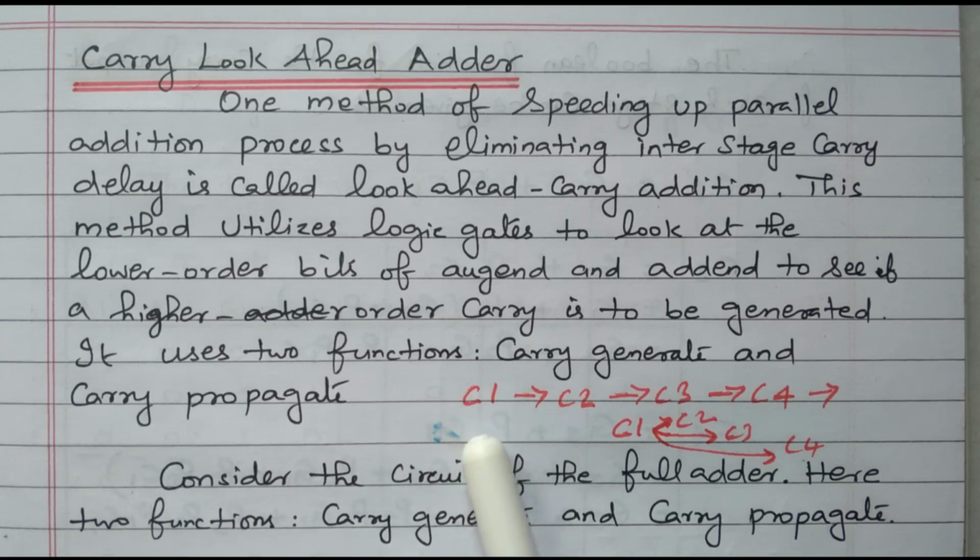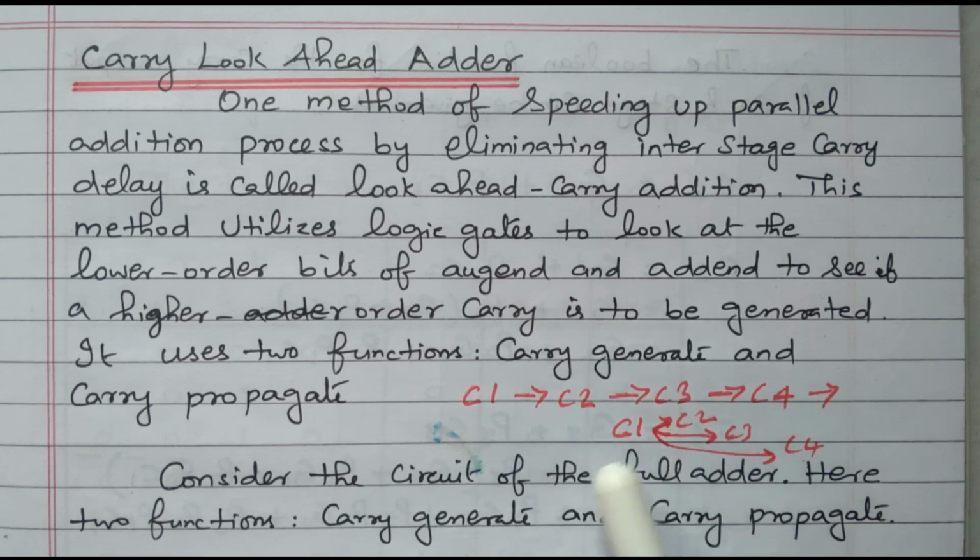First we will see the normal process. In the normal process the carry C1 is generated, from C1 C2 is generated, from C2 C3 will be generated, from C3 C4 will be generated, like that it will go. So every carry depends upon the previous stage. If we want to generate C4 we need C3, then C2, then C1. C4 will be generated after generating C1, C2, C3.